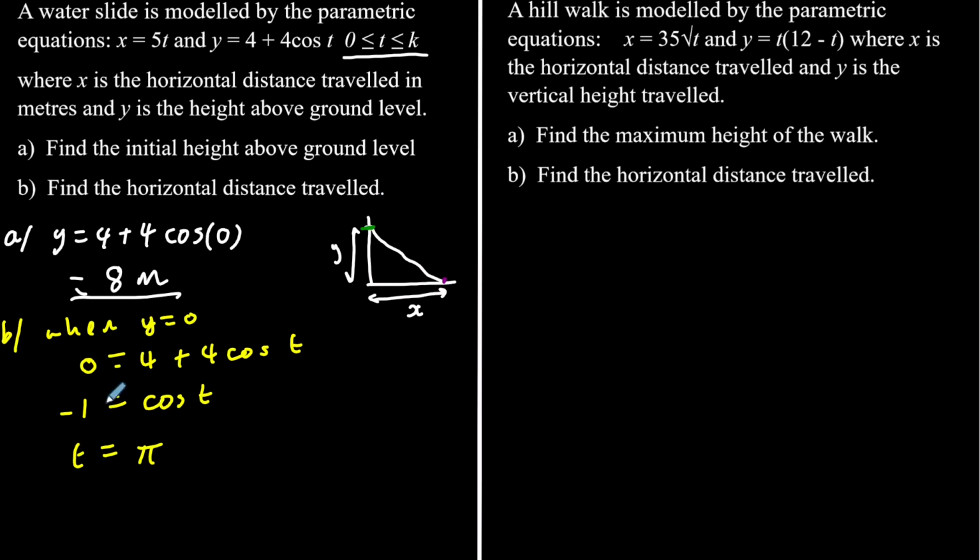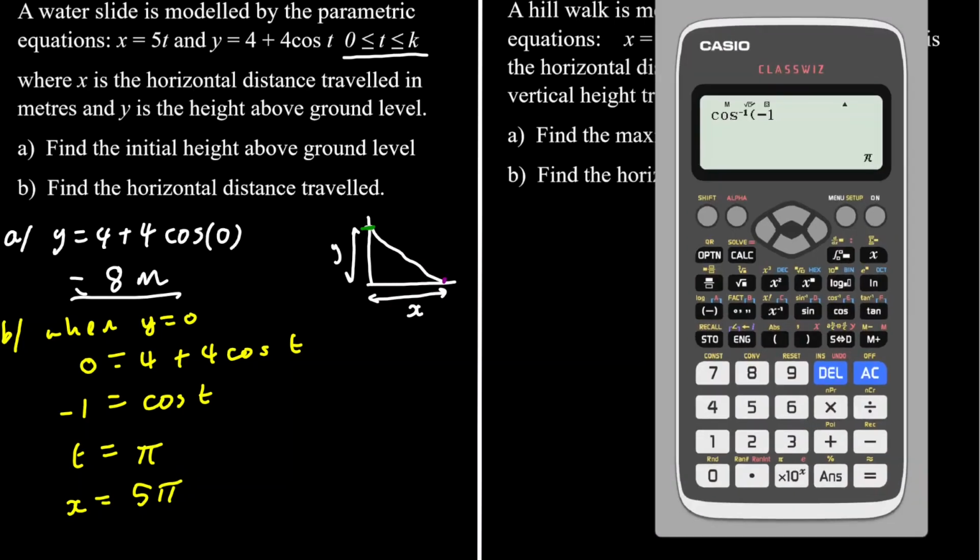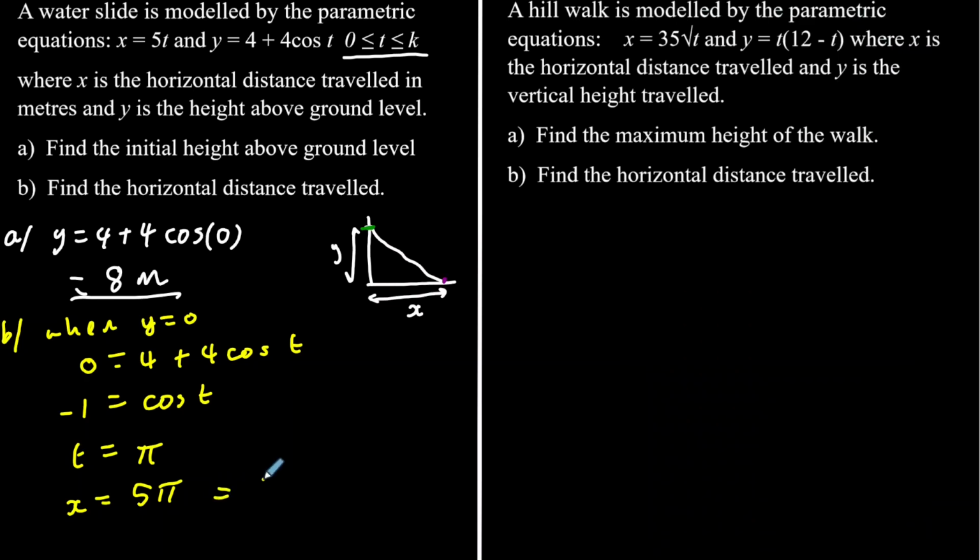So the horizontal distance travelled. When t is pi, what is x? It's 5t. So x is 5 pi. And I'll give that as a decimal. So that's 15.7 meters.